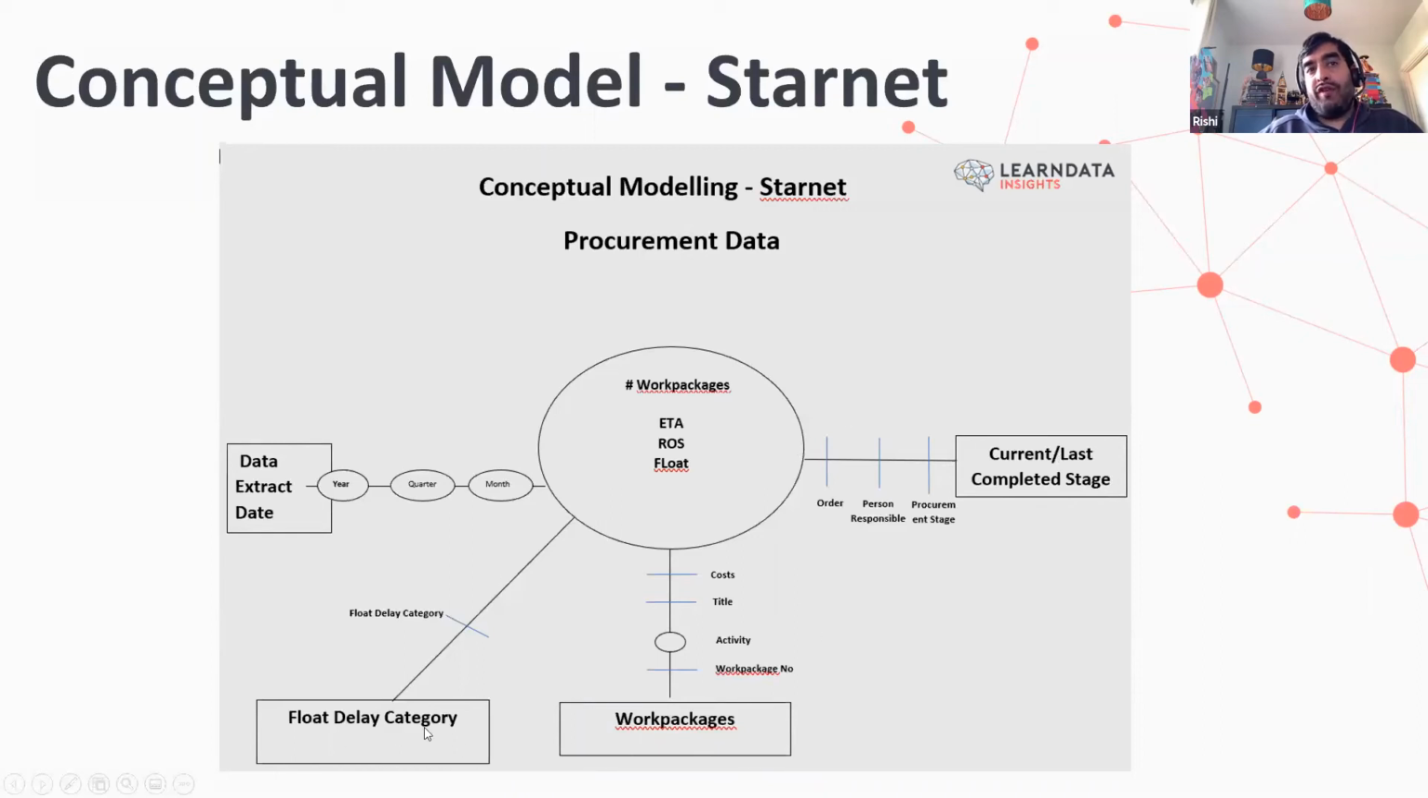And we've got float delay category. So again, this might be a category where we say, is the float delayed by a delay of more than 3 months, 1 to 3 months, 1 to 2 weeks, and so on.